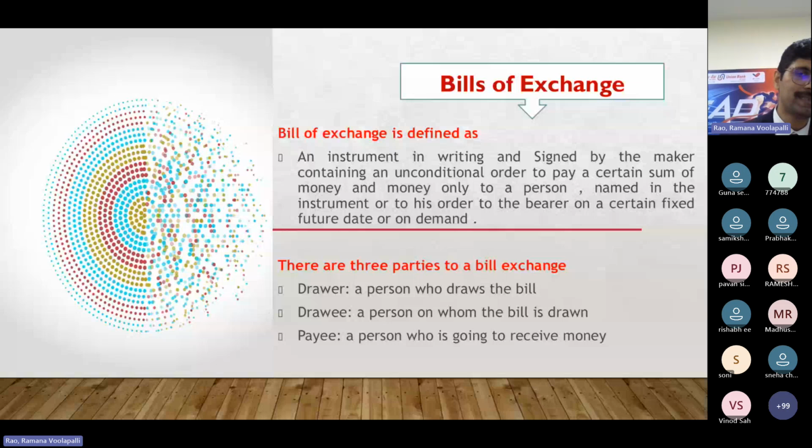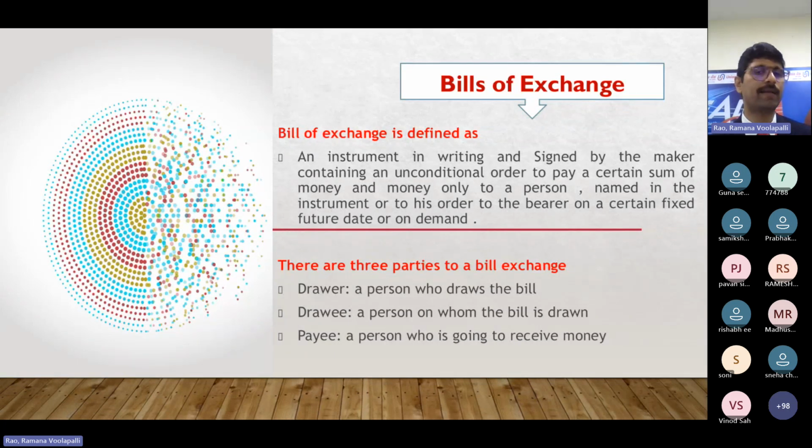Okay. Now, this is the last section, the bills of exchange. In any business, a bill of exchange will be there. A bill of exchange is defined as an instrument in writing, signed by the maker, containing an unconditional order to pay a certain sum of money, and money only, to a person named in the instrument or to his order or to the bearer, on a certain fixed date or on demand.